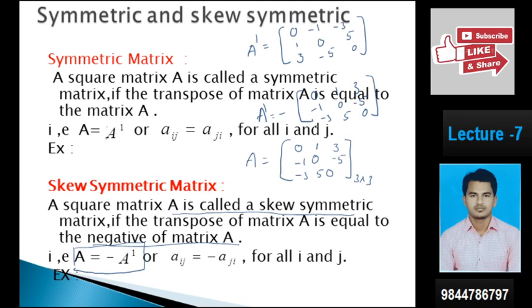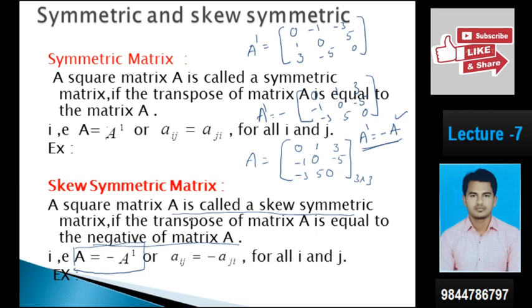This is minus of this transpose. Again, A dash is equal to minus A. The whole matrix is nothing but, is it A? Yes, it is A. It means such a matrix we can call a skew symmetric matrix.